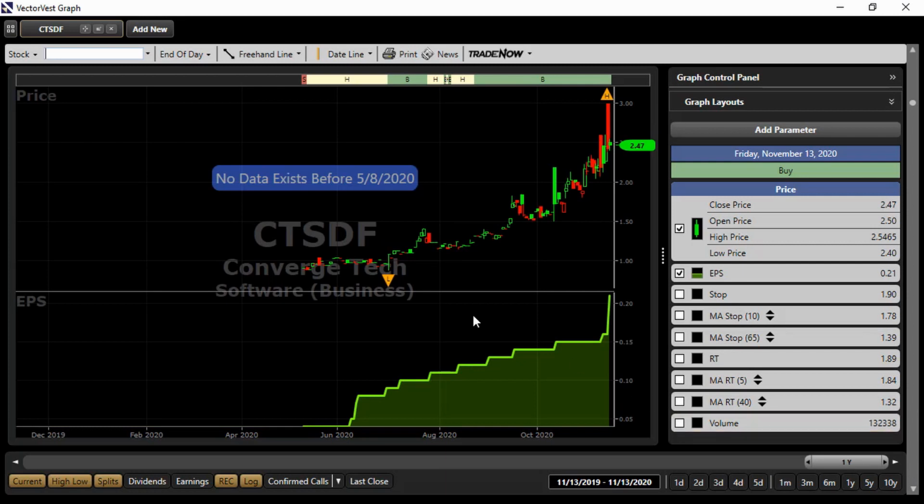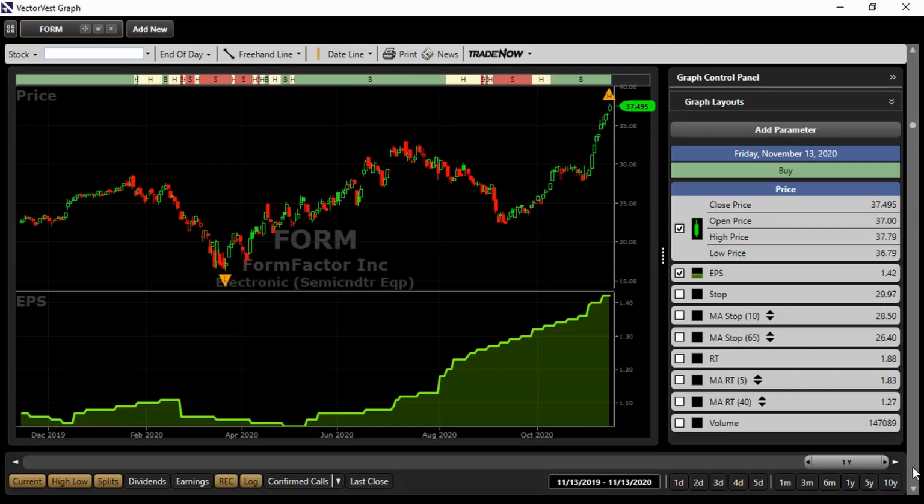Let's look at Cts Df. Remember, these stocks, I'm looking at the last year. This has only been tracked since early June here. Look at the movement. Look at the earnings per share. Next one, form. Now, remember I told you that this was a cherry-picking methodology? If you don't like what you see in the graph or it's too volatile for you, you can always go to the next graph. But look at the earnings per share. It's really kicked into high gear.